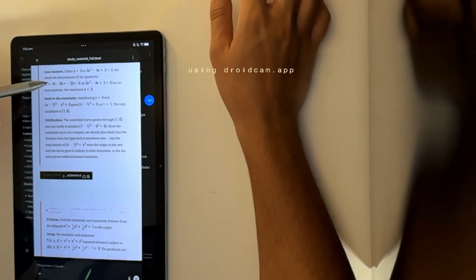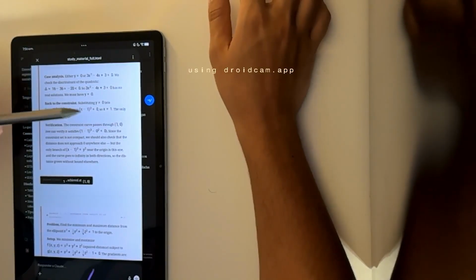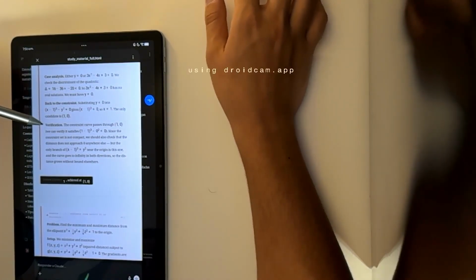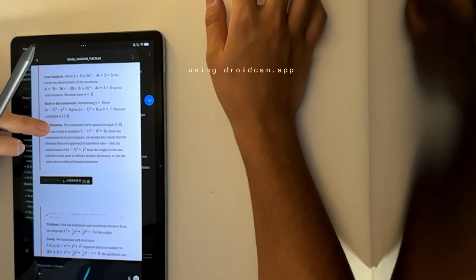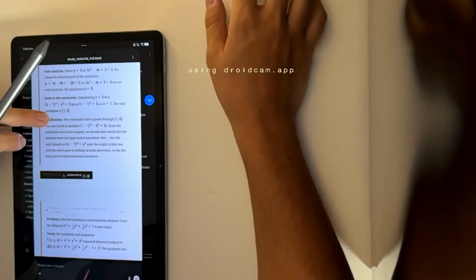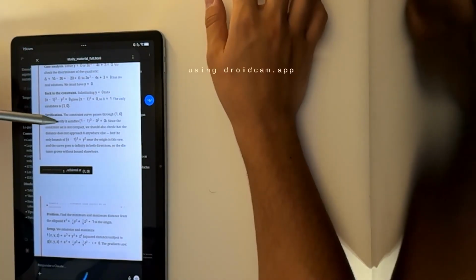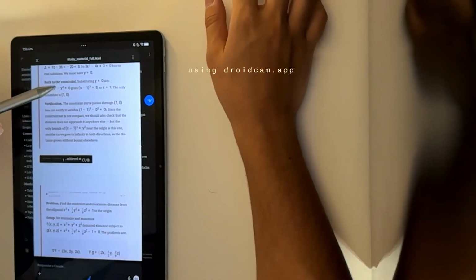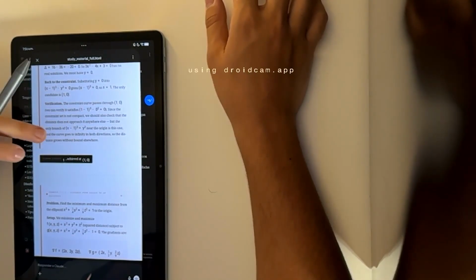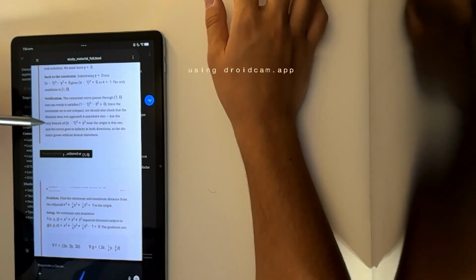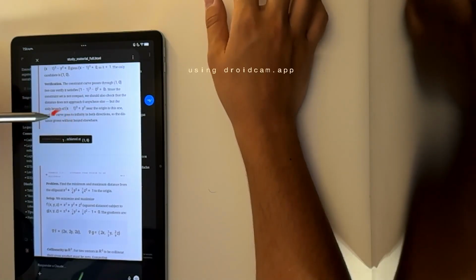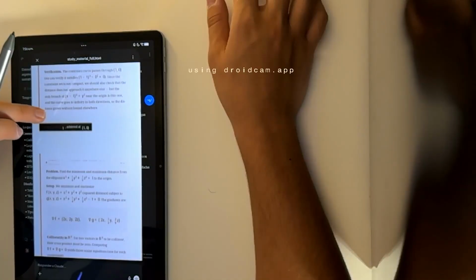Verification. The constraint curve passes through (1, 0). We can verify it satisfies the constraint: 1 minus 1 minus 1 equals 0. Since the constraint set is not compact, we should also check that the distance does not approach 0 anywhere else, but the only branch of (x minus 1) cubed equals y squared near the origin is this one, and the curve goes to infinity in both directions, so the distance grows without bound elsewhere.